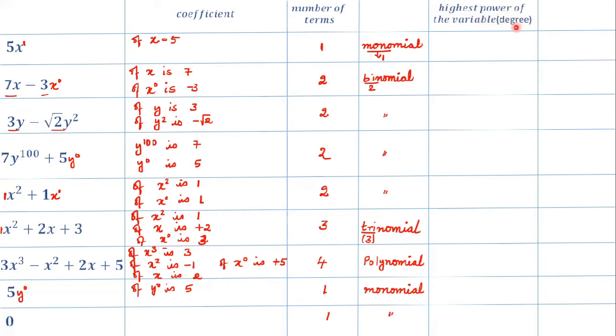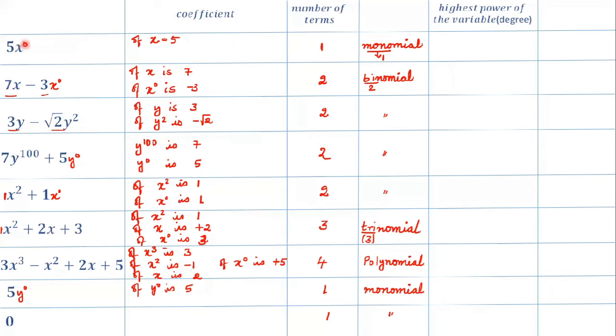Now, look at the highest power of the variable in the polynomial. Highest power of the variable in the polynomial is called degree of the polynomial. Remember this. What do you mean by degree of the polynomial? Highest power of the variable is called degree.